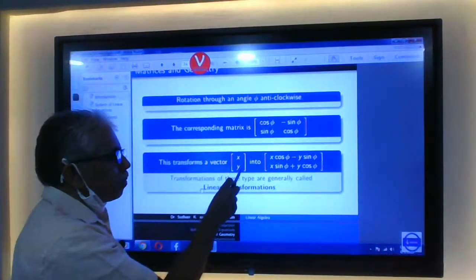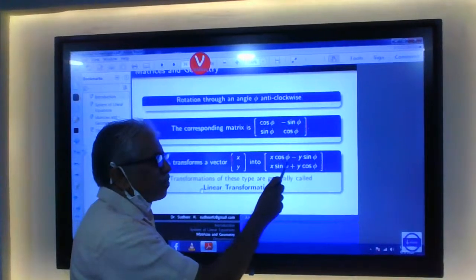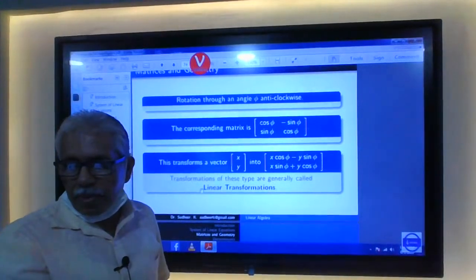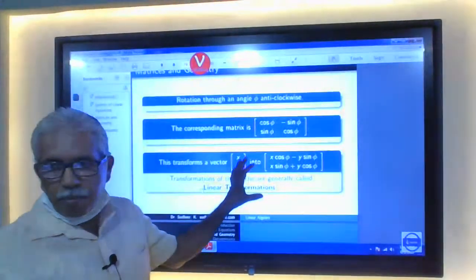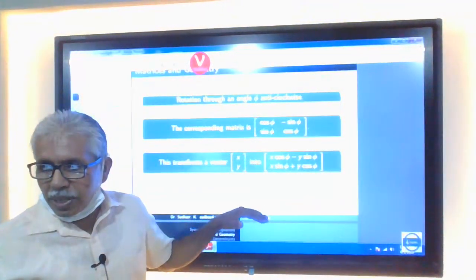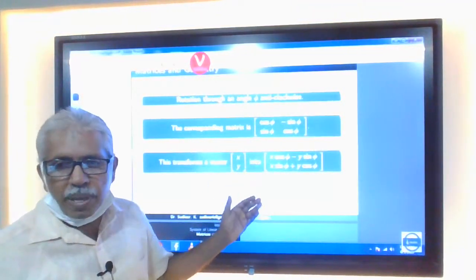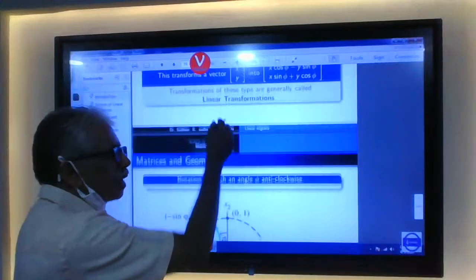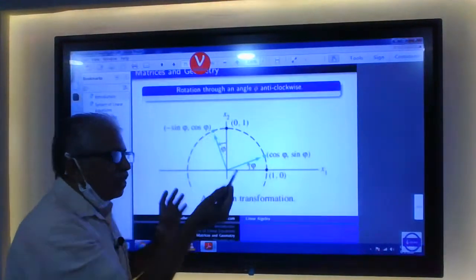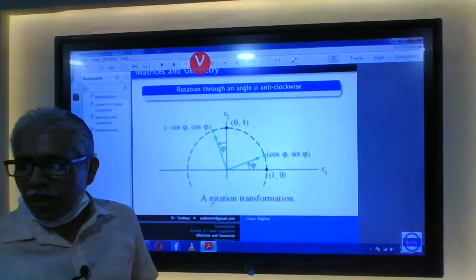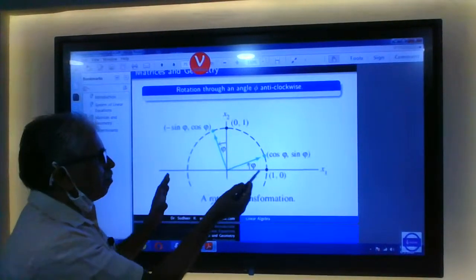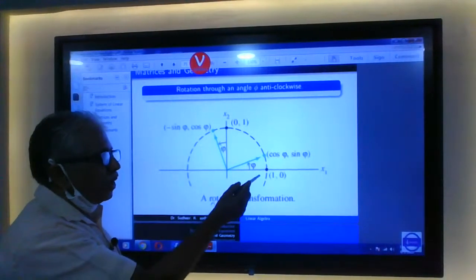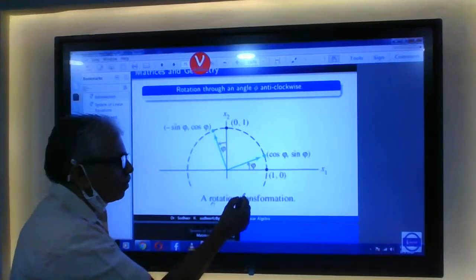And this is transforming the point (x, y) to (x cos phi - y sin phi, x sin phi + y cos phi). So this is a matrix making a rotation through an angle phi anti-clockwise. And these are some of the geometrical effects made by matrices. So I have given another pictorial representation of that rotation through an angle of 90 degrees anti-clockwise.